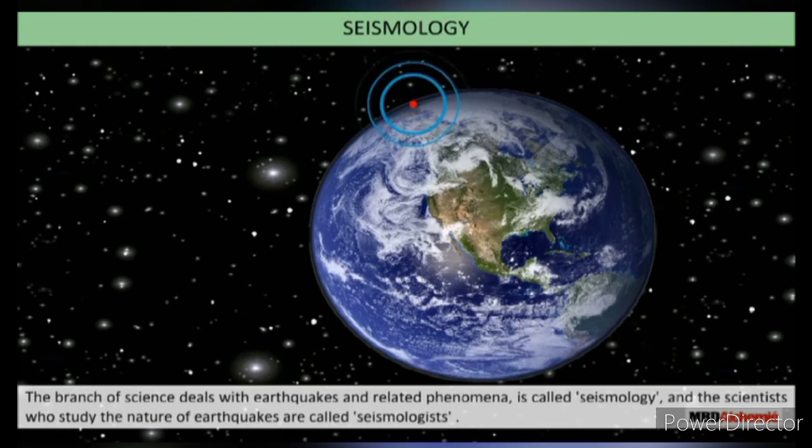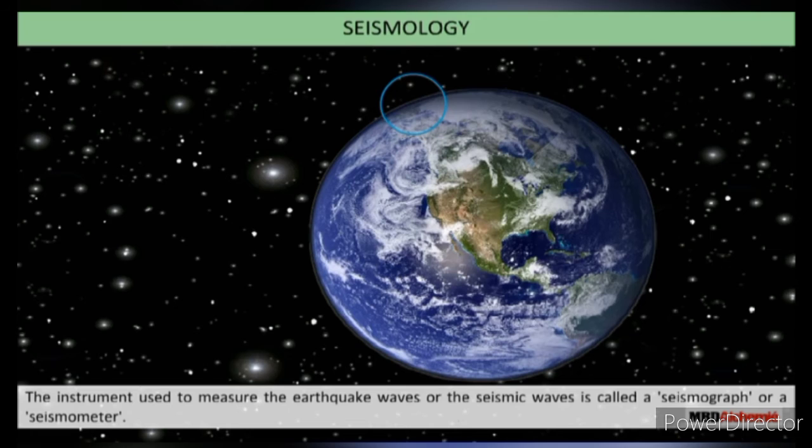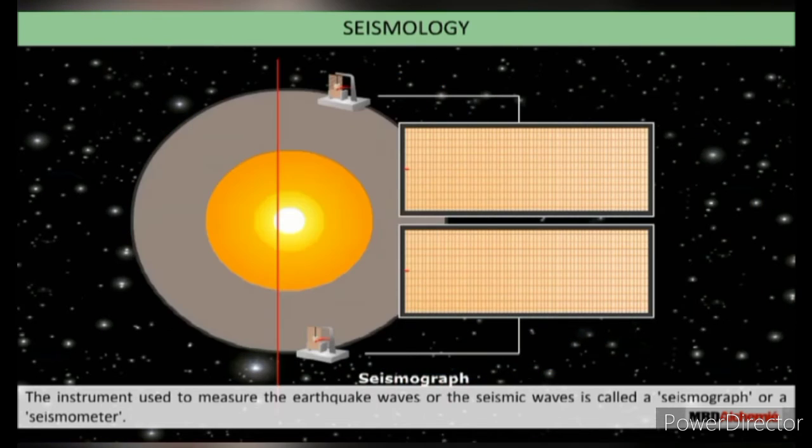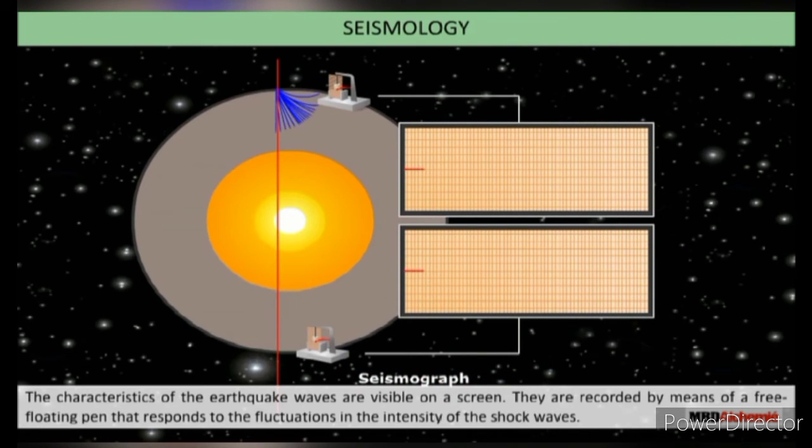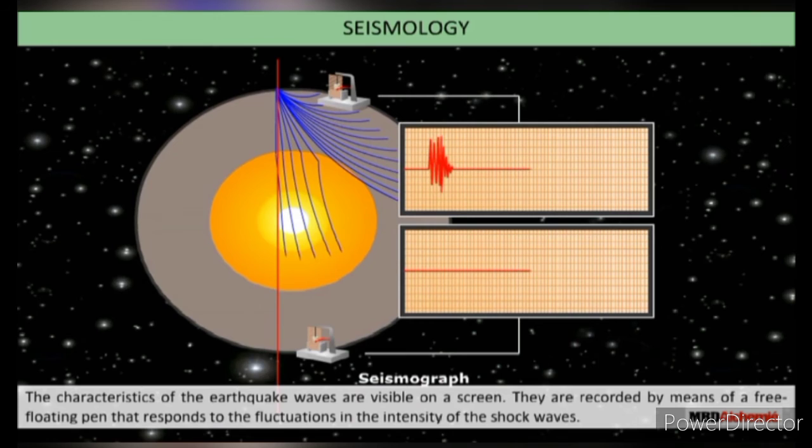Seismology. The branch of science which deals with earthquakes and related phenomena is called seismology, and the scientists who study the nature of earthquakes are called seismologists. The instrument used to measure earthquake waves, or seismic waves, is a seismograph. The characteristics of earthquake waves are visible on a screen. They are recorded by means of a free-floating pen that responds to fluctuations in the intensity of the shock waves.